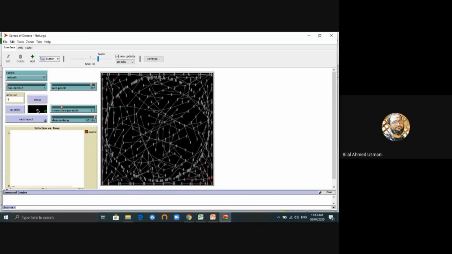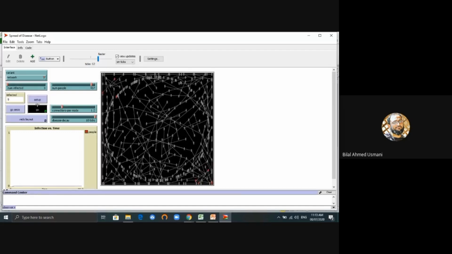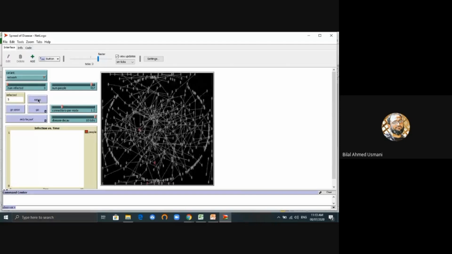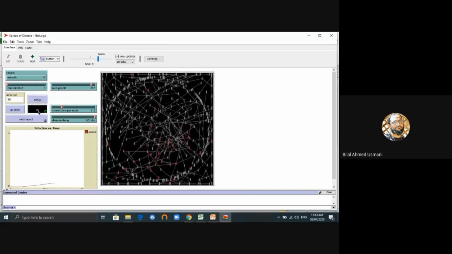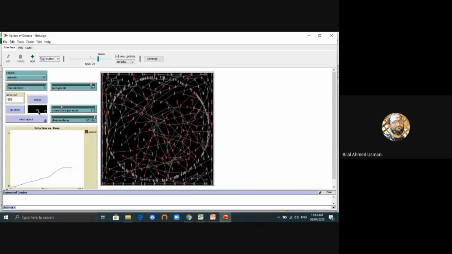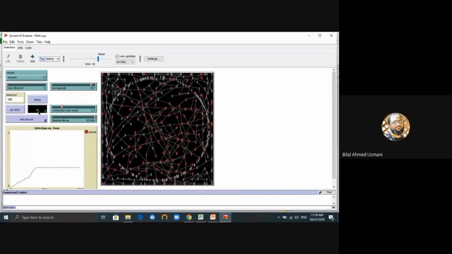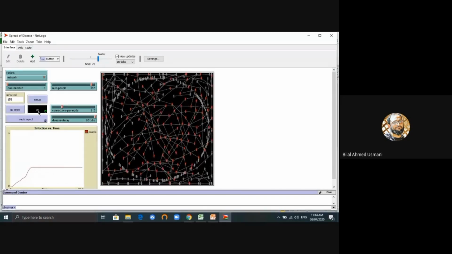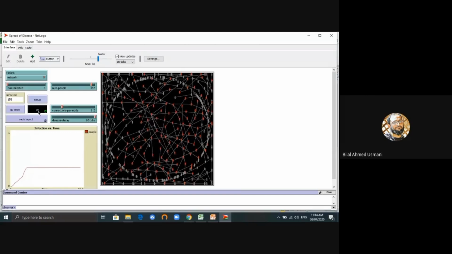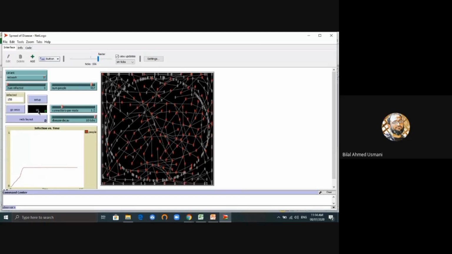In this case, due to connections between the network, there are only 9 infected. If I set it up again and see, there are almost 158. So still in this case, the people who are not connected to anyone are actually safe from the infection.